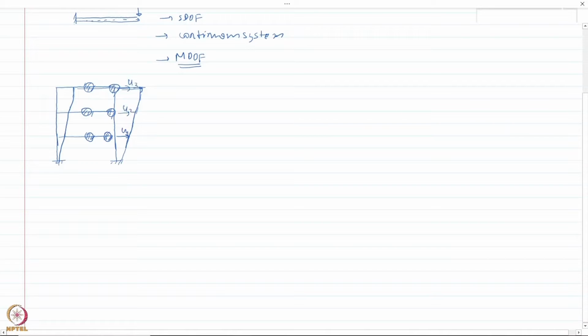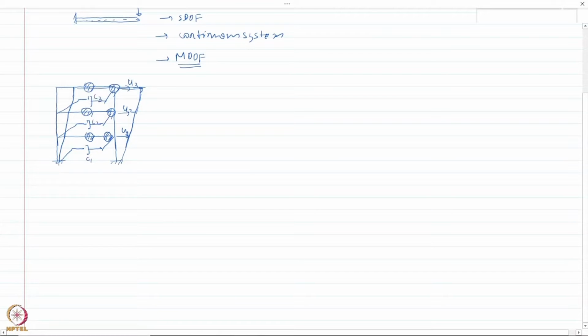Now like we have previously done, we can also assign a damper to it, which would be something like this between the two ends of a story, that is, between the floor and the roof of the story. Let us assign some parameters, so this damper has c1, c2, c3.